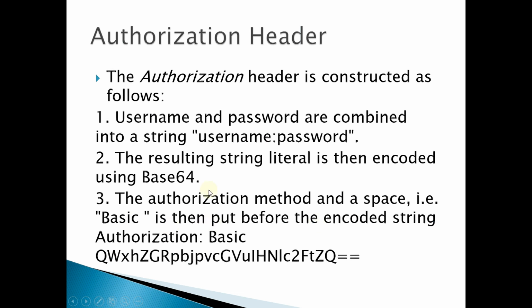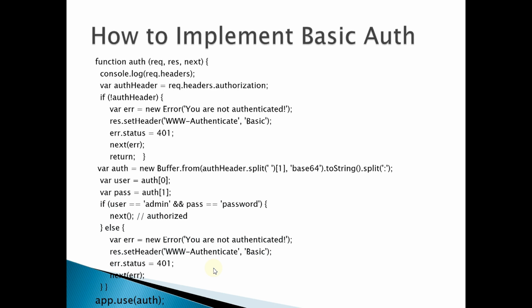Whenever you make a request with the authorization header from a client application, it will encode your username and password and send that to the server. The string will look like this: Basic, space, and the string. Actually the string is username colon password, which has been encoded and sent in the authorization header.